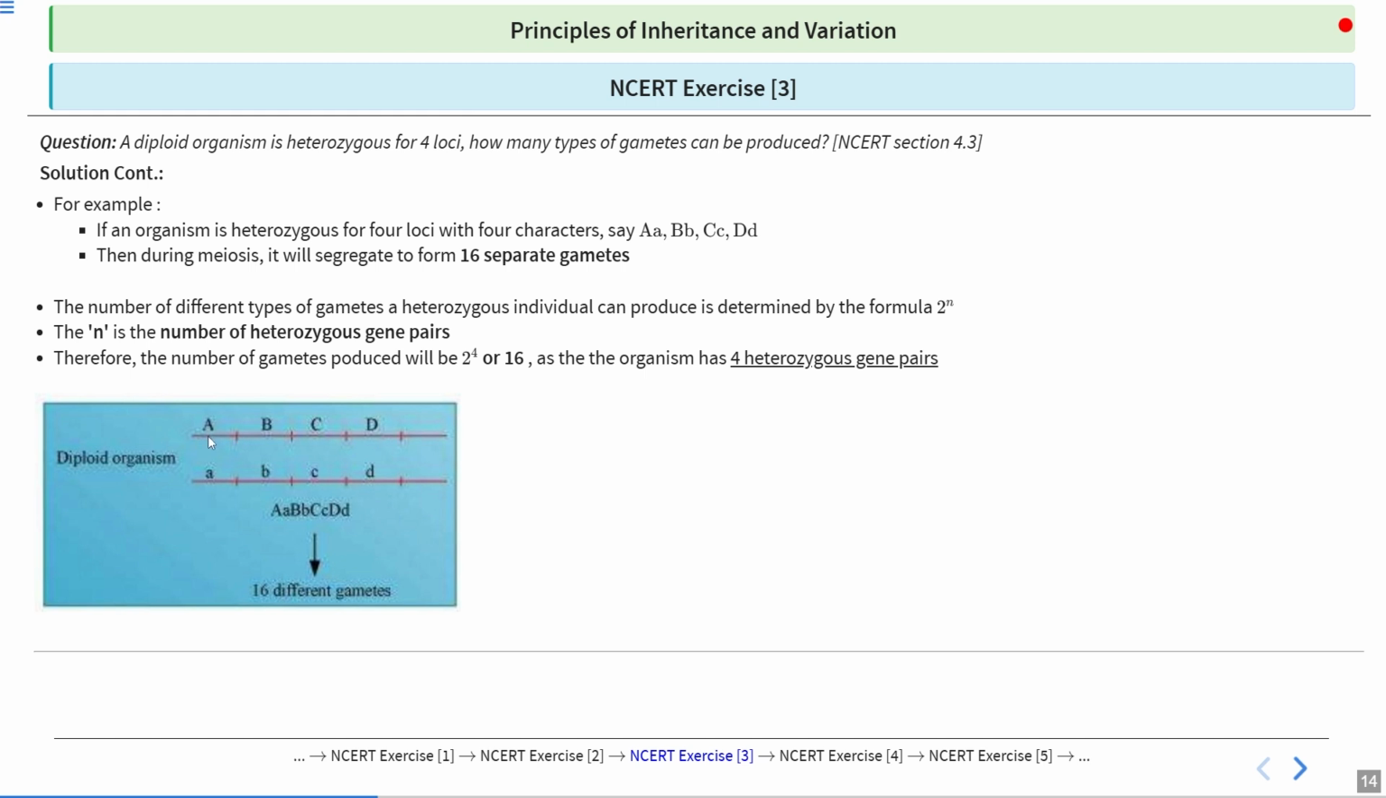This locus is the position on the chromosome where the gene is present or where the allele is present. They are showing you this homologous chromosome. On one chromosome, capital A is present, and on the other chromosome, at the same position, small a is present. Then capital B is present, and on the other homologous chromosome, at the same position, small b is present. So this is the genotype here: capital A, small a, capital B, small b, capital C, small c, capital D, small d, and the number of gametes produced will be 16 here.